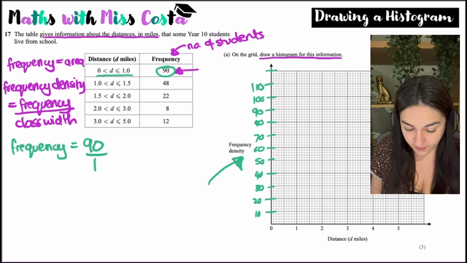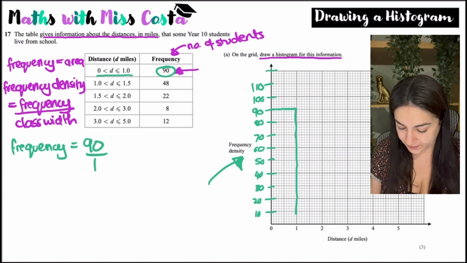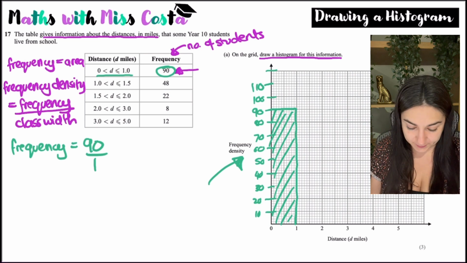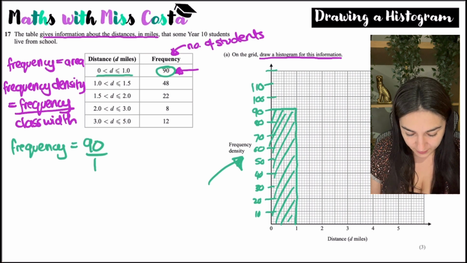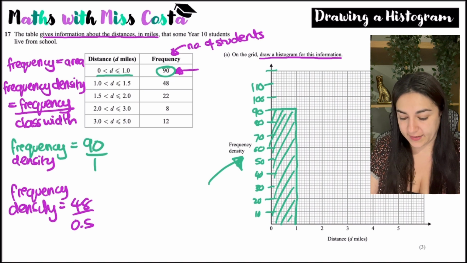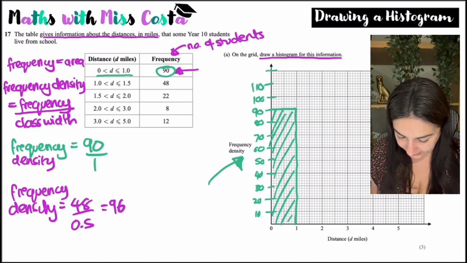So for my first bar, I go up to 90 and down to 1. And then what is the area of this? Well, 90 times 1 gives me 90. So I know that's right. For the next one, to work out, sorry, this should have said frequency density. For the next one, to work out the frequency density, I'm going to do 48 divided by 0.5. So 48 divided by 0.5 is the same as just multiplying 48 by 2, which is 96. So I know that between 1 and 1.5, I need to go to 96.